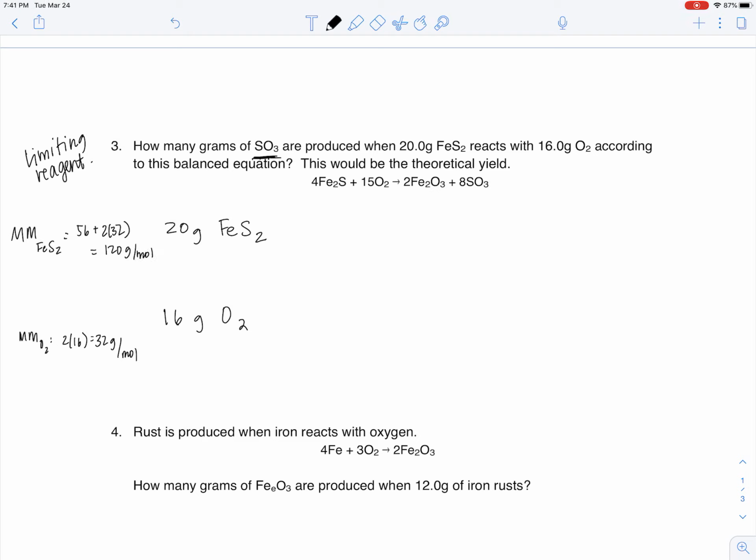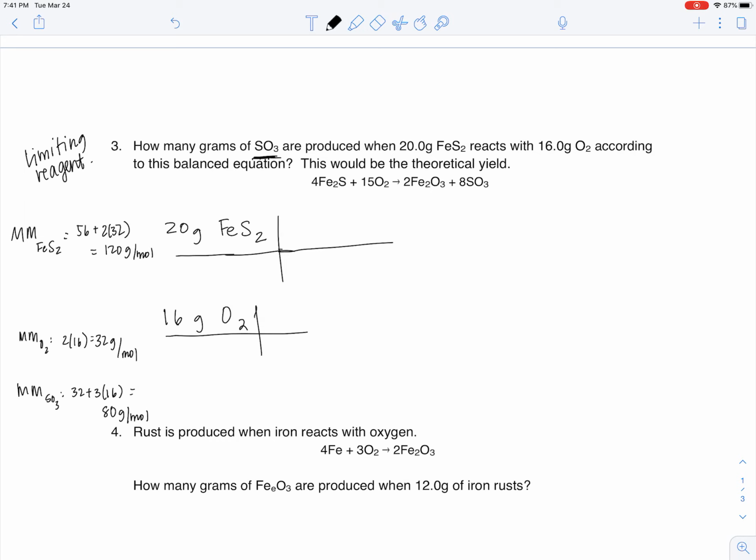In order to do this, we're going to convert both of these starting ingredients to grams of SO3. We need a molar mass of SO3 too. Our molar mass of SO3 is 32 plus 3 times 16, which is 80 grams per mole. We're going to see which one produces less, because that will be our limiting reactant, and that will be the amount that we produce.